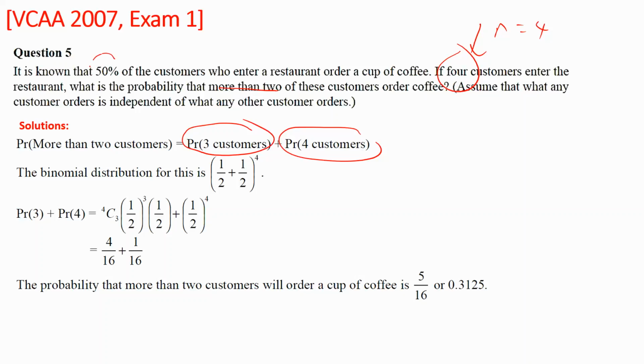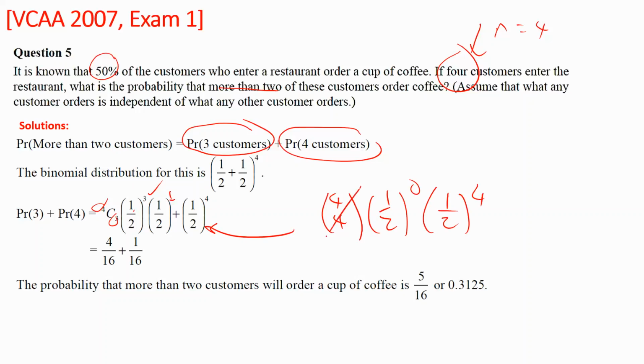And then they told you the chance of a customer buying a cup of coffee, so the probability of success is 0.5. So you can already write out the binomial distribution here: out of four, you want three successes, 0.5 to the power of three, and one failure. And then for the probability of four, it's 4C4, half to the power of four, half to the power of zero, where 4C4 is one and the half to the power of zero is one. That's why it's half to the power of four. If you work that out, 4 over 16 plus 1 over 16.